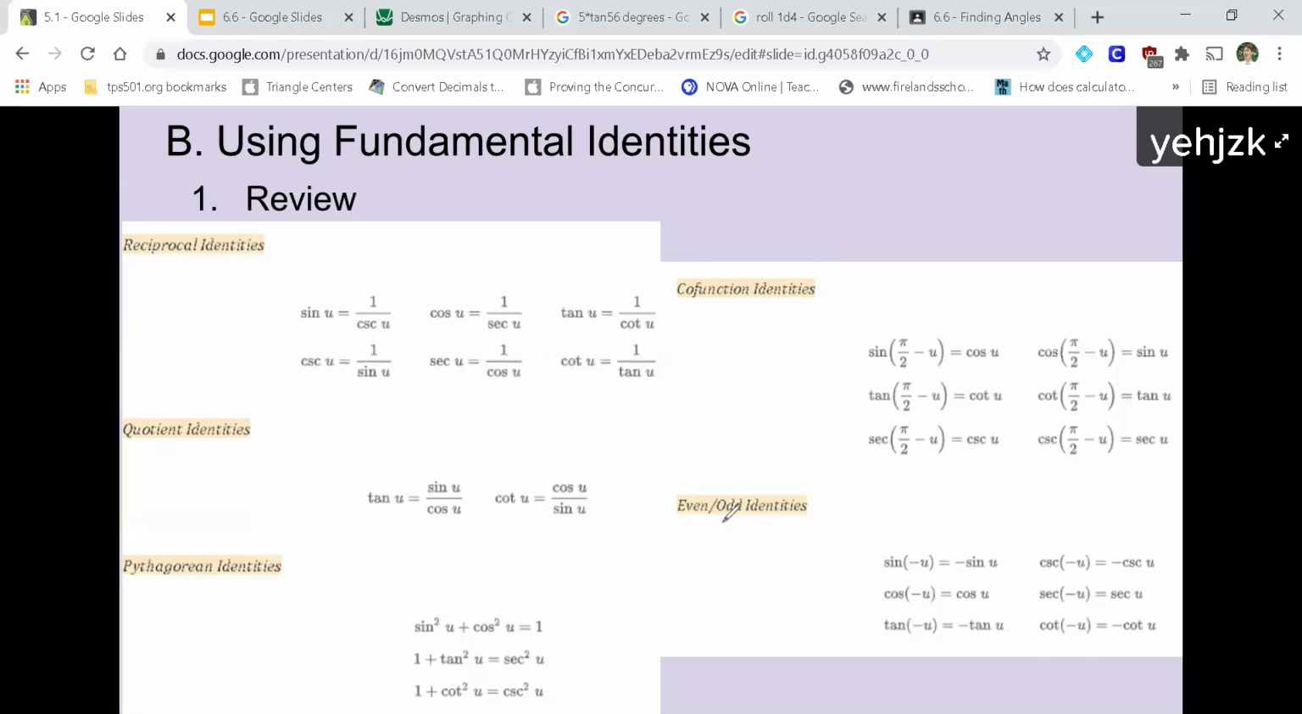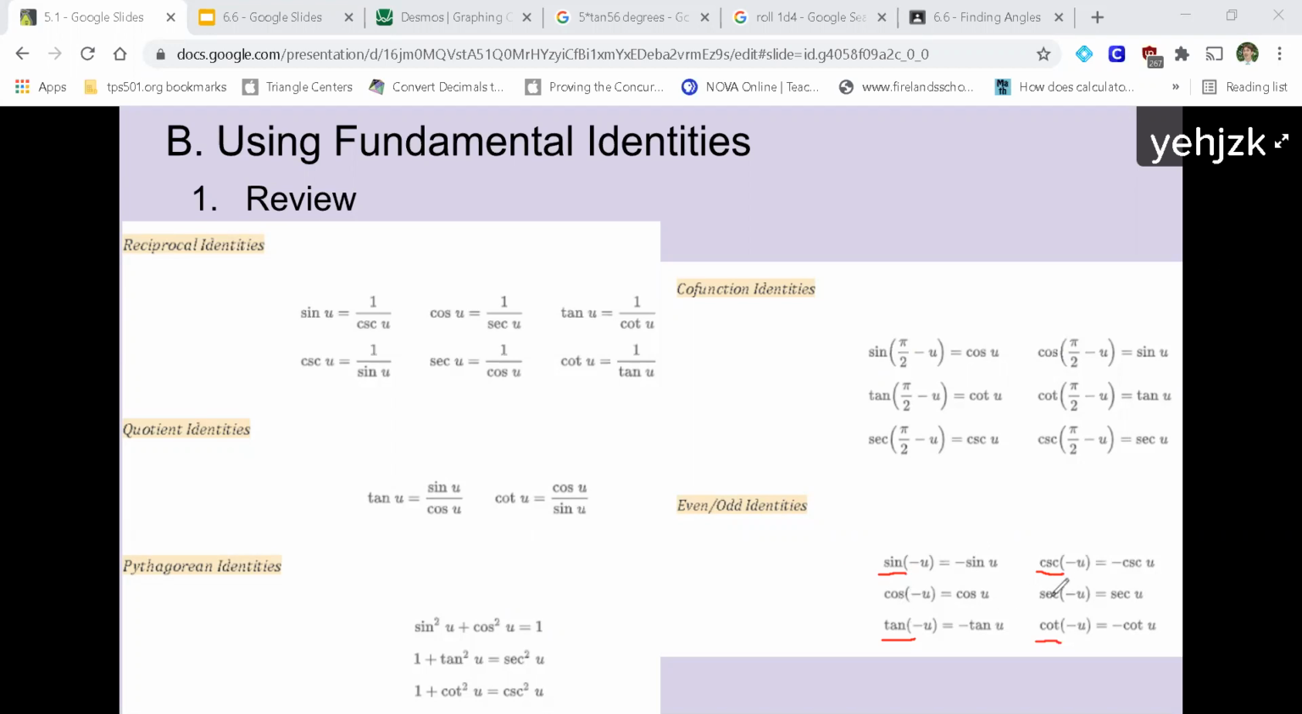Finally, your even odd identities. Remember that sine, cosecant, tangent, and cotangent are odd functions. They have symmetry about the origin, which means their answers in the first and third quadrants are the same, and the answers in the second and fourth quadrants are the same. So as a result of that, the sine of a negative angle is just the negative of the sine. You basically reflect it over the y-axis and then the x-axis, and you'll get your answer.